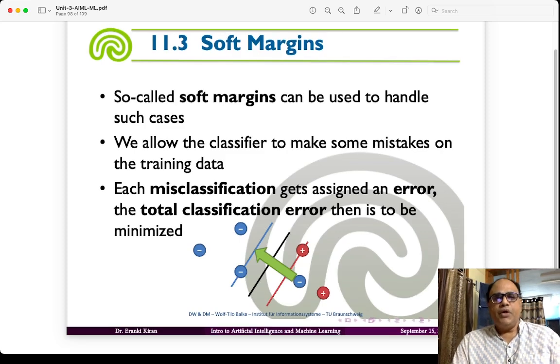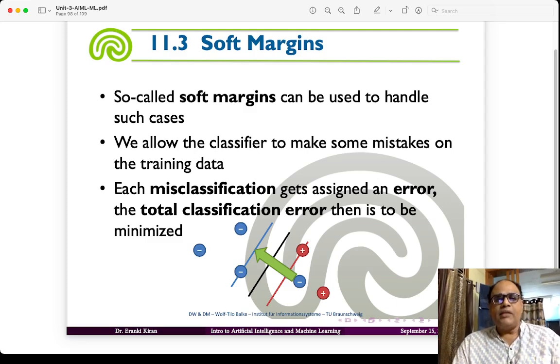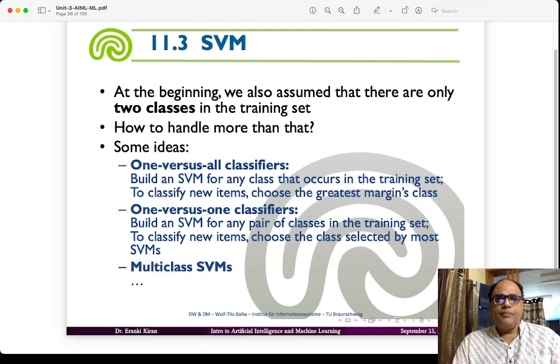So something called soft margins can be used to handle such cases, which allow the classifier to make some mistakes on the training data. Each misclassification gets assigned an error, so the total classification error can then be minimized. This is what we refer to as soft margins.